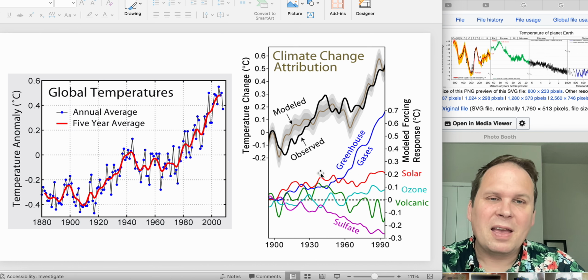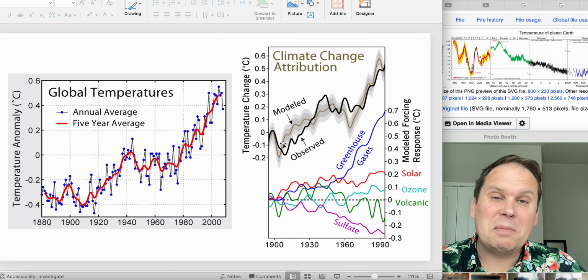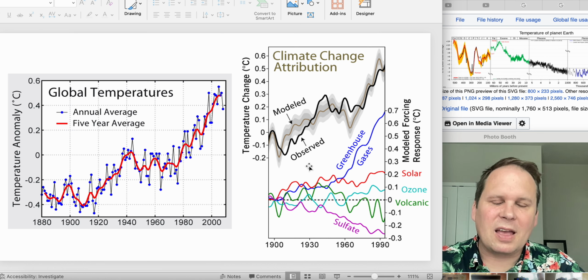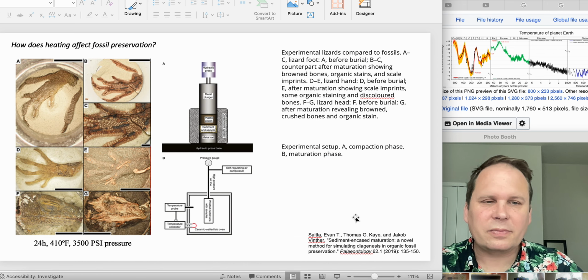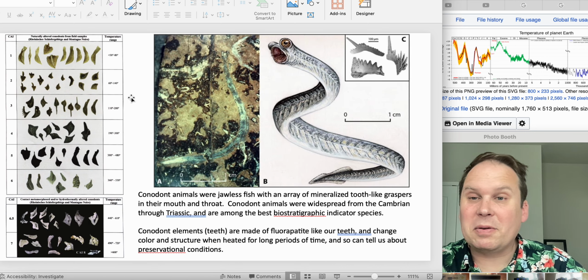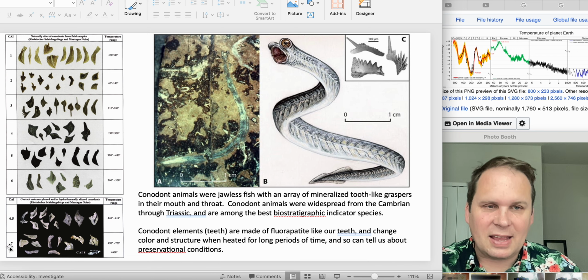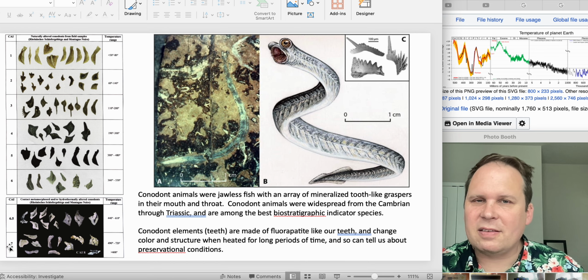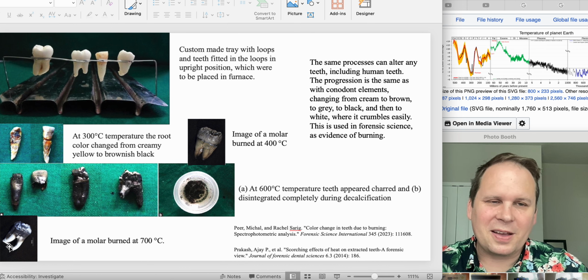Anthropogenic climate change, mainly from greenhouse gases, and the modeled climate change is a very good match for what we're actually observing, which we can see is mostly due not to changes in the sun or ozone or volcanoes or sulfate release, but to greenhouse gases. Then pressure and heat causing diagenesis. Heat in particular being a thing that is going to be indicated by the color of teeth, such as little conodont element teeth. And of course, also human teeth.